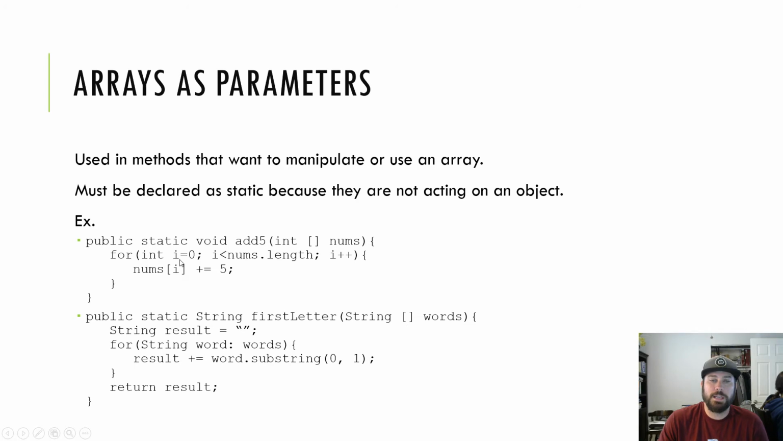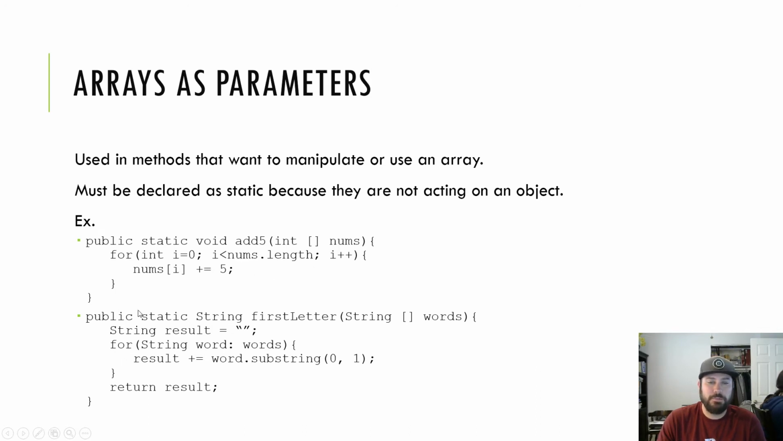We know i starts at 0 because we want our index to start at 0, and i is less than nums.length. So it's going to go all the way up to the last element, and we know that nums.length is actually not the last index. The last index is nums.length minus 1. So it goes all the way up to the last element without going out of bounds. And all I do is take that specific element, nums at whatever index, and add 5 to it. So this method would just add 5 to every element. Okay, just a simple example.